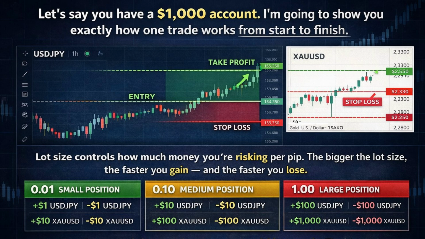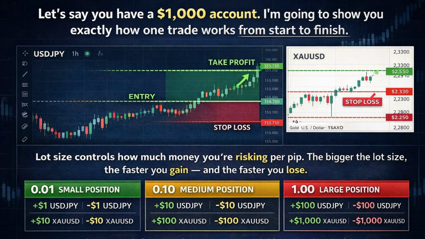Now, for a medium position size, let's just say you enter in at $1 on USD JPY. For every pip it's going to be $1. For every 10 pips, it's going to be $10. Now, when you're looking at that on gold, it's going to be $10 per every tick, which is 10 pips in one tick. So it'll be $10 per every tick. Per every 10 ticks, it'll be $100.